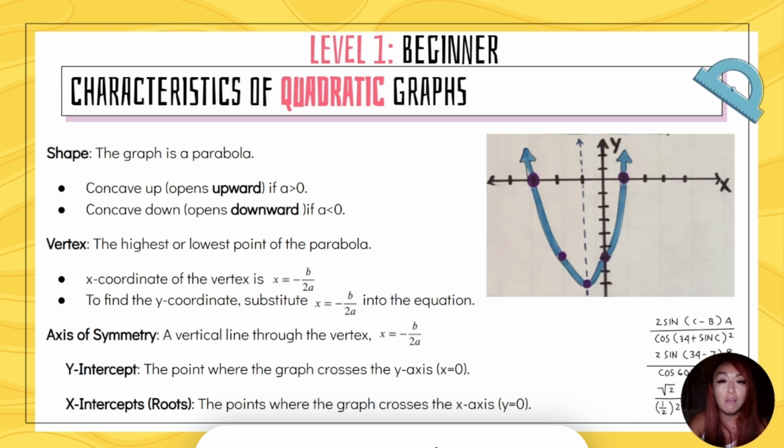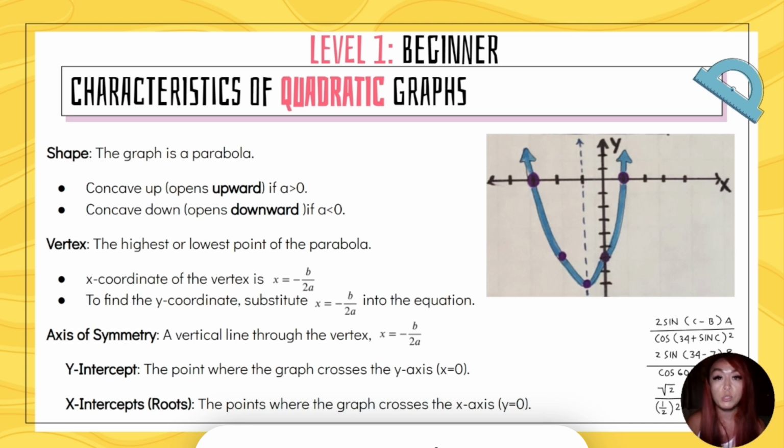So if your a value in standard form or in any of the forms of a quadratic is greater than 0, that means that the graph is concave up. If the a value is less than 0, then that means that the graph is concave down.